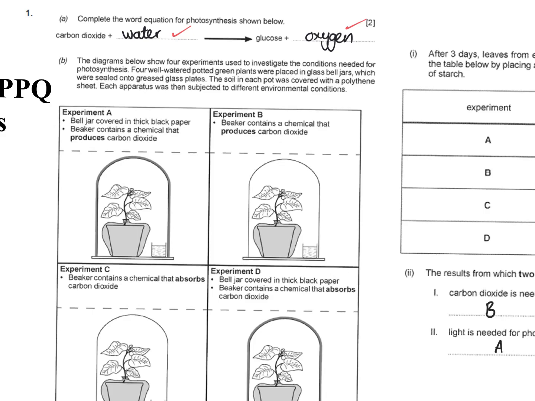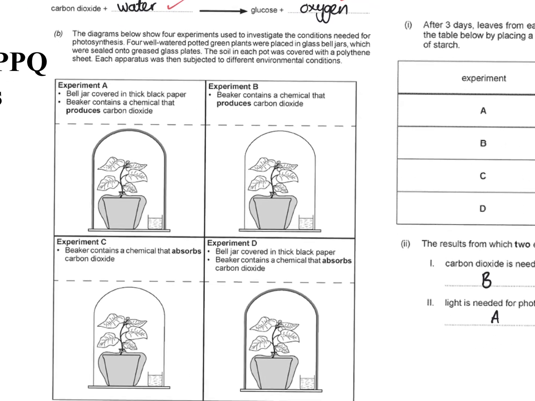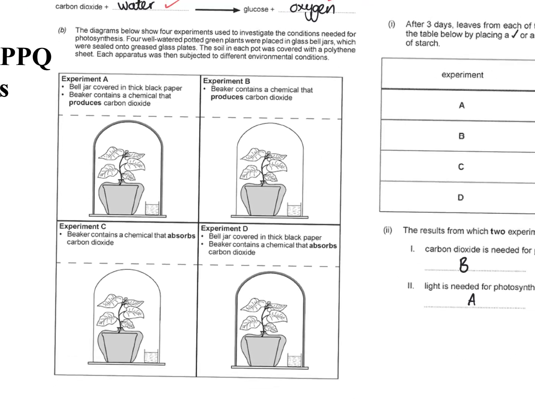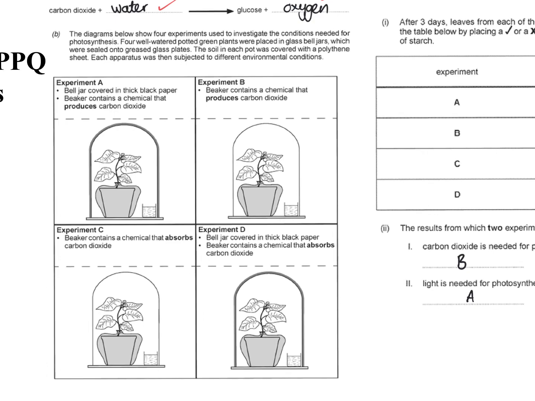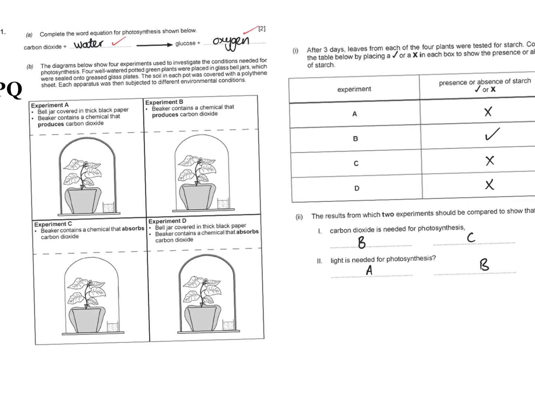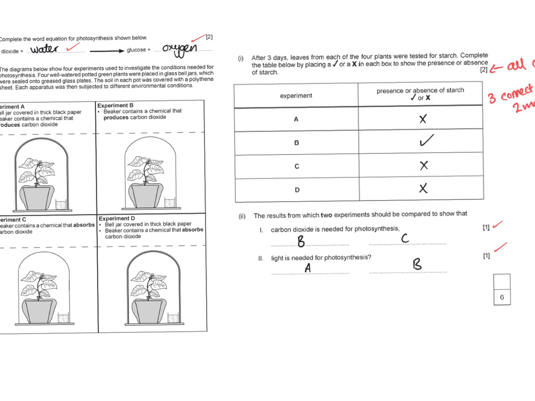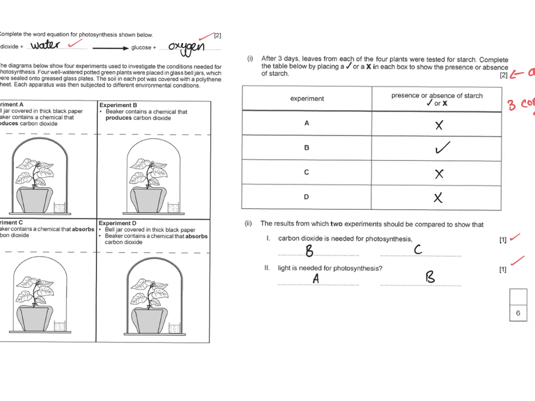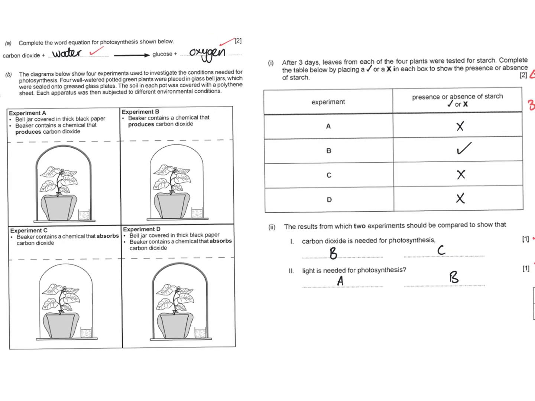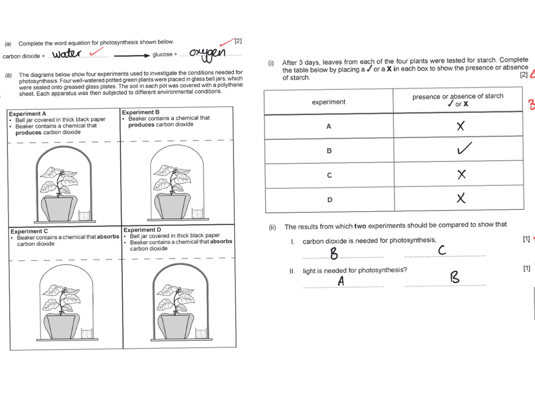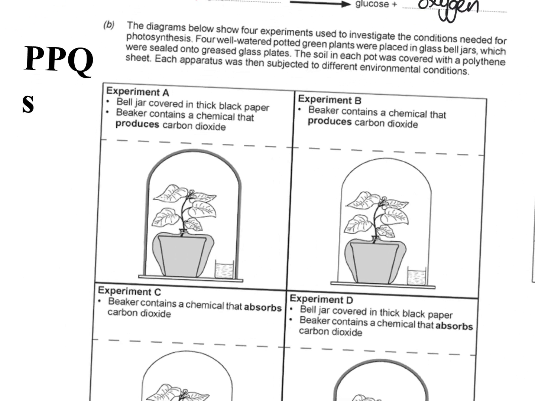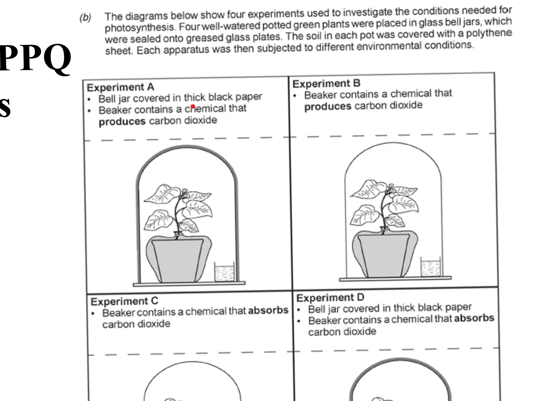In part B, within the experiments, we've got experiment A, B, C, and D, to investigate the conditions needed for photosynthesis. We're asked to complete a table by placing a tick or a cross in each box to show the presence or absence of starch. In A, it's going to be a cross, there's going to be no starch present, because it is covered in thick black paper, so not letting the light in to be able to photosynthesize.